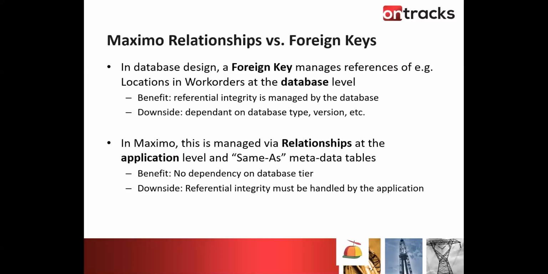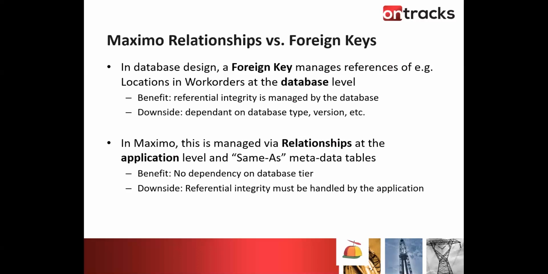The downside of that, of course, is that the referential integrity must be handled by the application, and this is exactly what Maximo does really well. It also allows you, of course, to have long-term tracking of the location identifiers, so that once a location is named one way, it can never be changed. And in some organizations, that is actually a very important aspect of this, right?